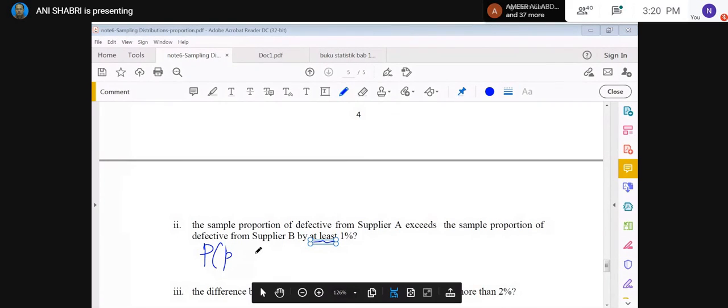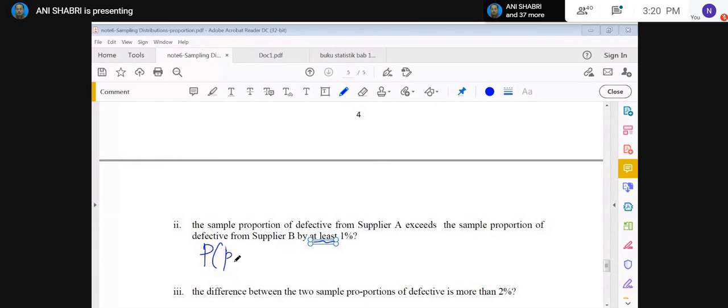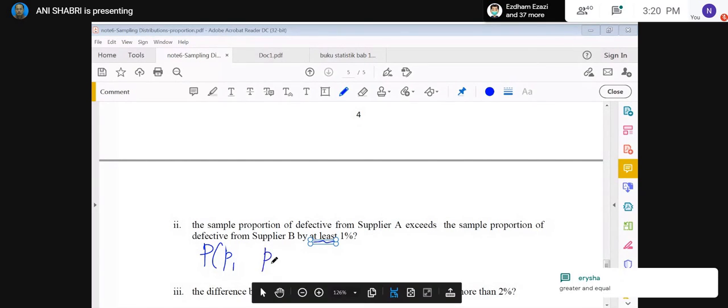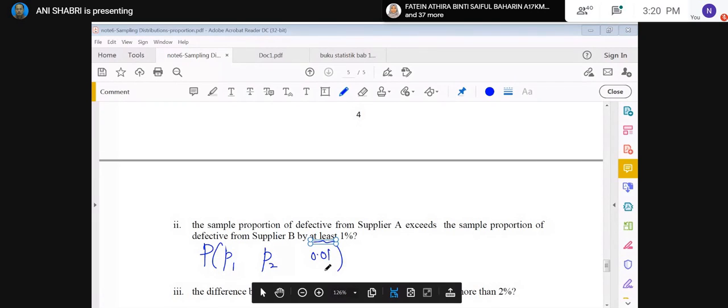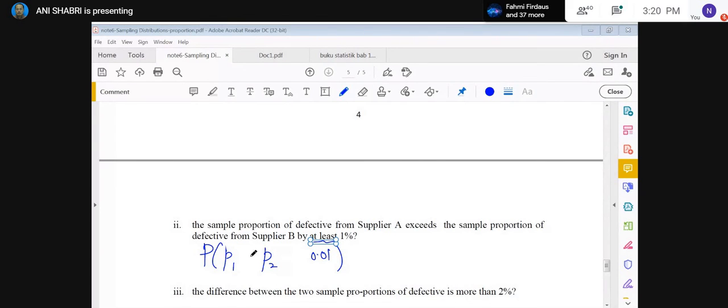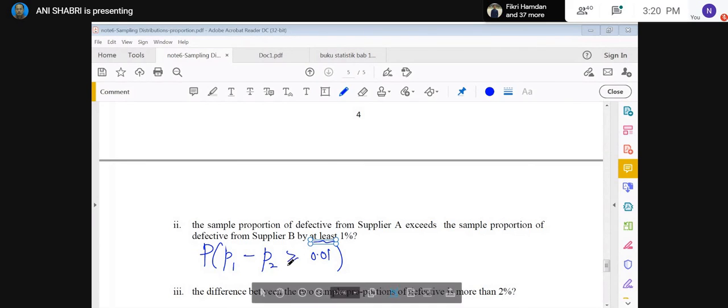P, probability, P1, P2, 1%, at least 1%. 1% is 0.01. Okay, with this, what is the symbol for this one? Minus or plus? Okay, minus. If you find like this minus, okay, at least, what is the symbol at least? Greater or equal, okay, greater or equal, for this one.